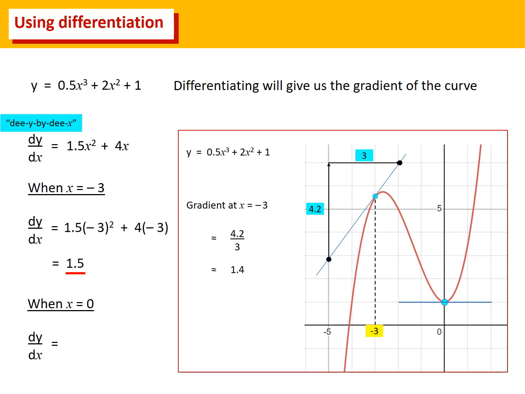dy by dx, let's look up here, is 1.5x squared plus 4x. If we put 0 into that expression, 1.5 times 0 squared plus 4 lots of 0, we do indeed get 0. So the gradient of the curve looks like 0 when we drew the tangent, and actually when we calculated it, it is 0.